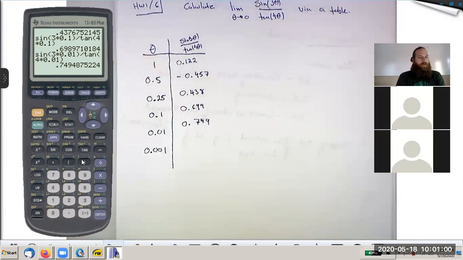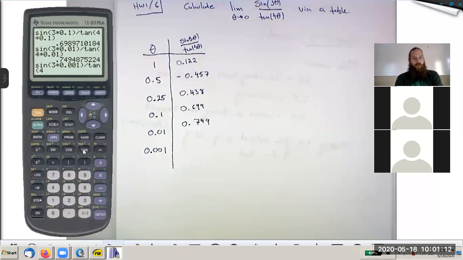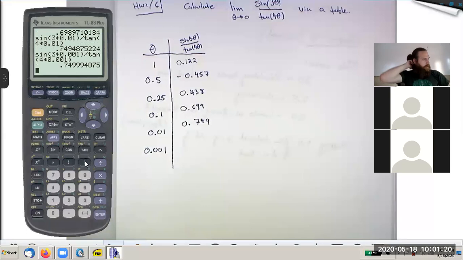And let's see, if I look at theta being 0.001, then I'll have the sine of 3 times 0.001 divided by the tangent of 4 times 0.001. That's 0.74999.